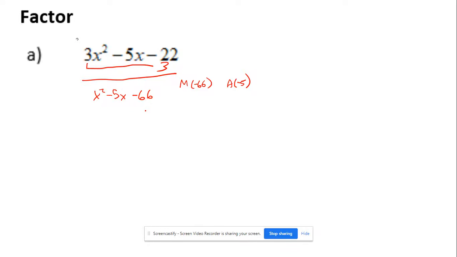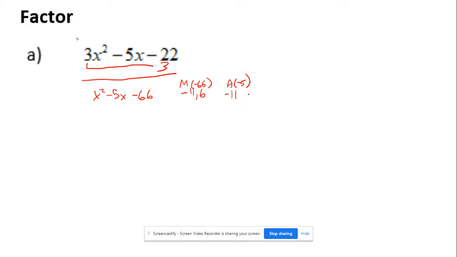Negative 66 is a pretty big number. Maybe you don't know the numbers that multiply to be negative 66. That's okay. Get out your calculator and start doing negative 66 divided by 2, negative 66 divided by 3, until you find a pair of numbers that multiplies to equal negative 66 and adds to equal negative 5. I found negative 11, positive 6.